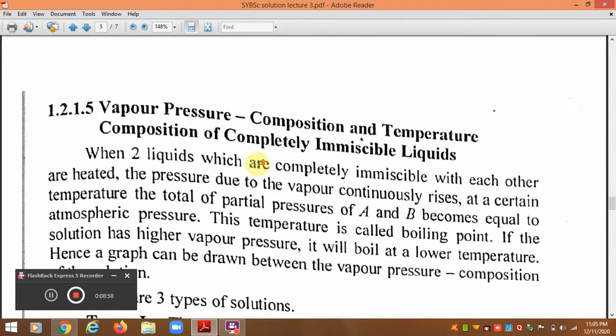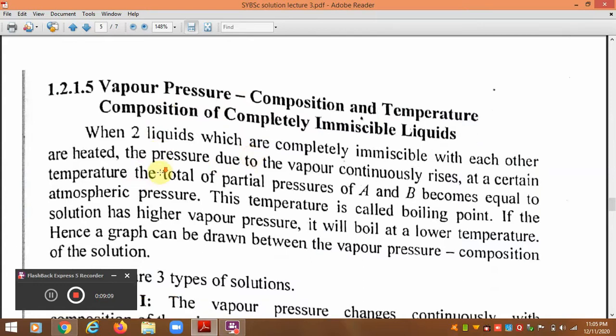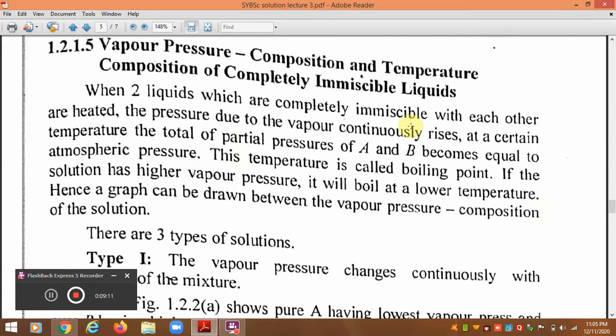The next part is the vapor pressure composition and temperature composition of completely immiscible liquids. Suppose we consider two liquids which are completely immiscible, just like water and oil. They are completely immiscible with each other. Whenever these are heated, the pressure due to vapor continuously increases.